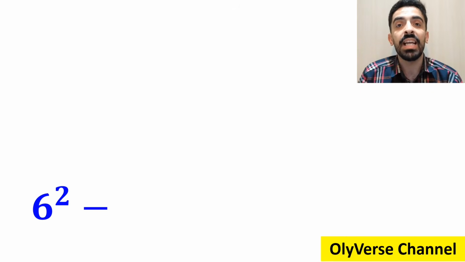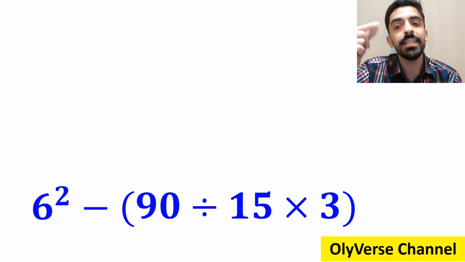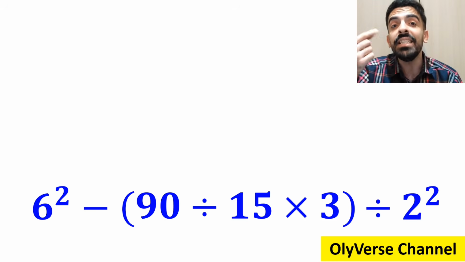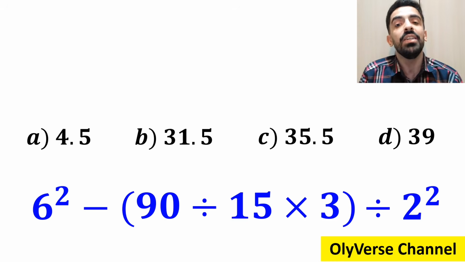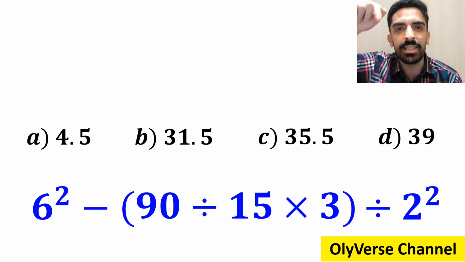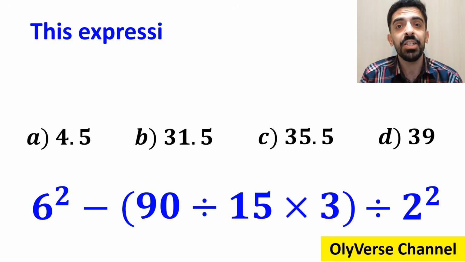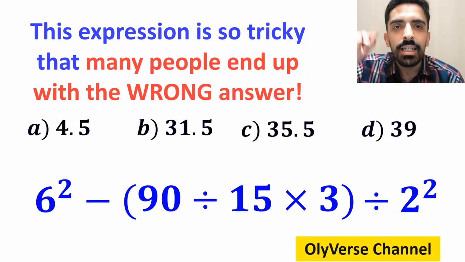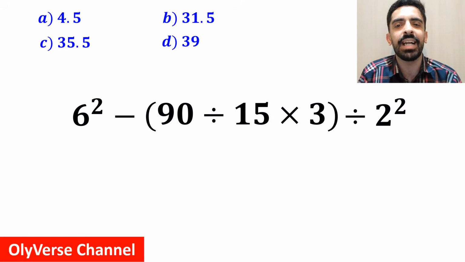What is the value of the expression 6 squared minus open parenthesis 90 divided by 15 times 3 close parenthesis, then divided by 2 squared? Which option do you think is the correct answer to this question? This expression is so tricky that many people end up with the wrong answer. Let's take a closer look and solve it together.